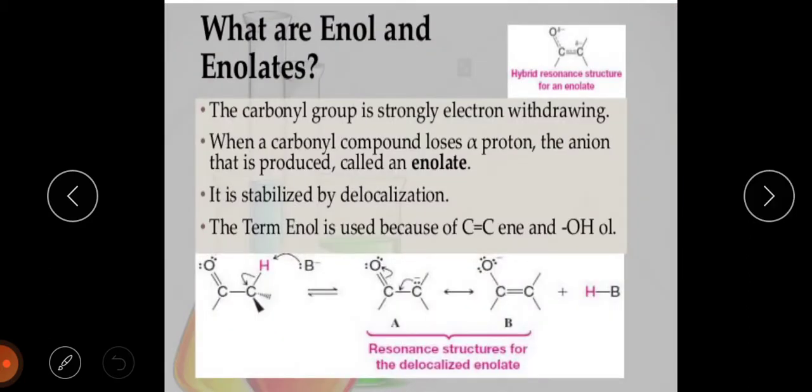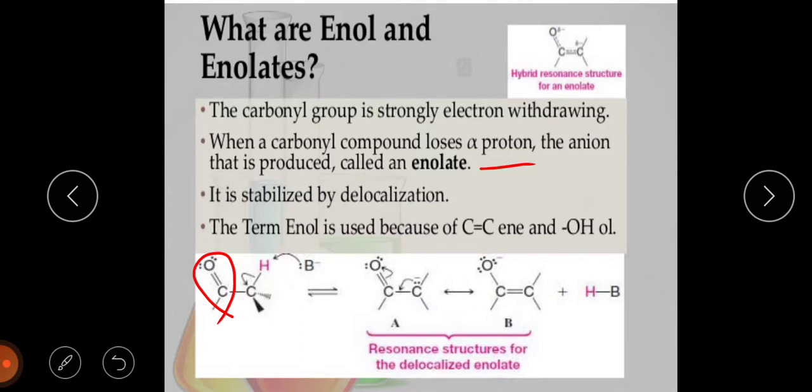Firstly, we will see what are enol and enolates. The carbonyl group is strongly an electron withdrawing group. A carbonyl group is a group in which carbon is doubly bonded to an oxygen atom. So, when a carbonyl compound loses an alpha proton, the anion that is produced is called an enolate. Alpha proton is the hydrogen which is directly attached to an alpha carbon.